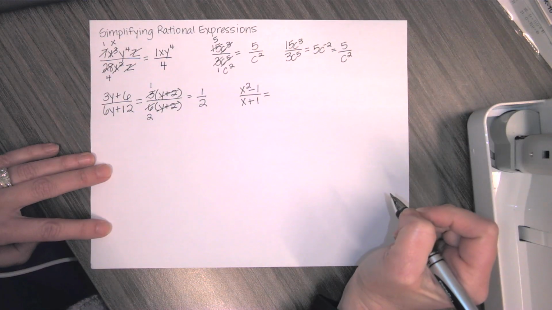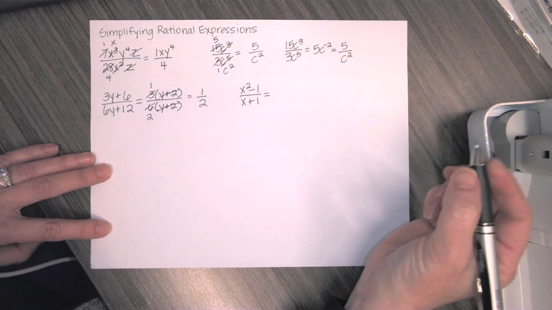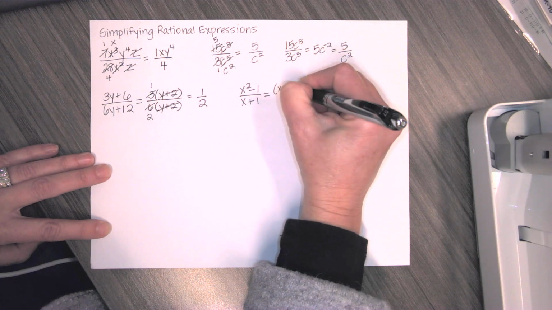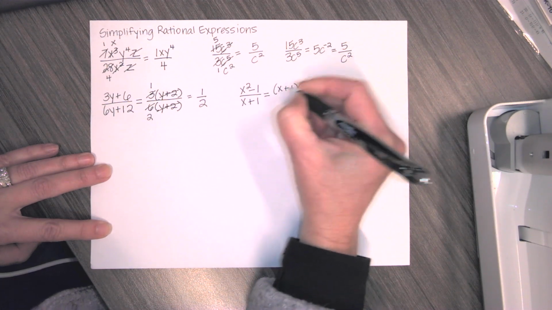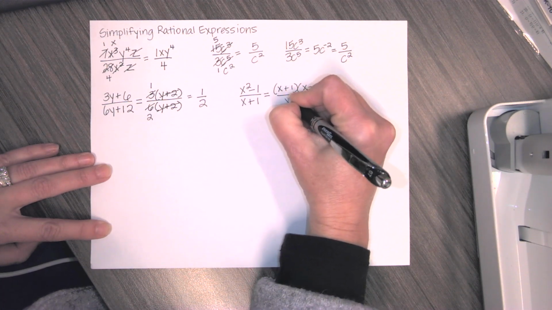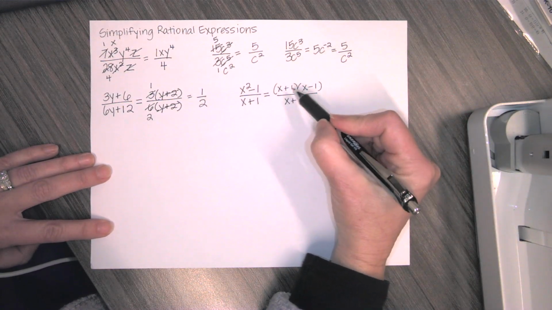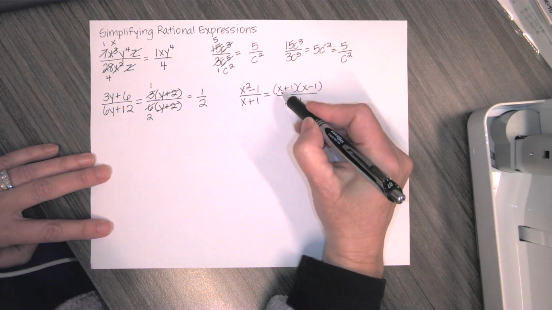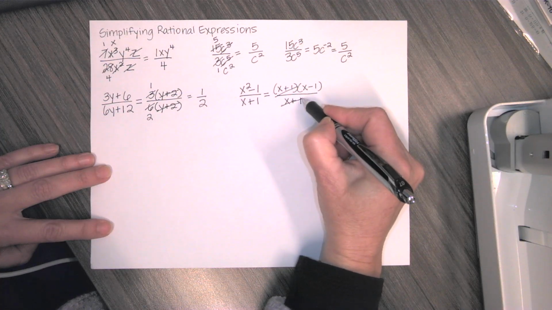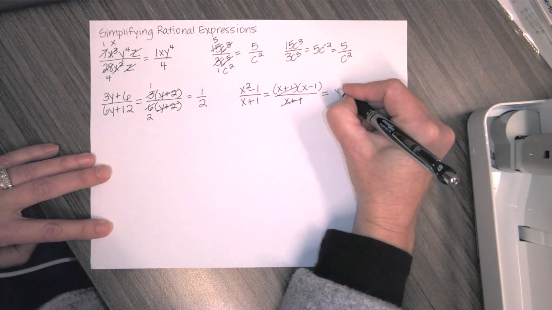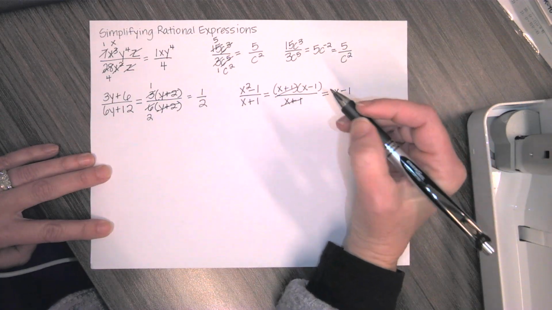On the top, you should see that that is the difference of squares. And that will factor to x plus 1 times x minus 1 all over x plus 1. Now that you've done that, we have some matching binomials. x plus 1 over x plus 1 becomes 1. And we're left with just x minus 1.